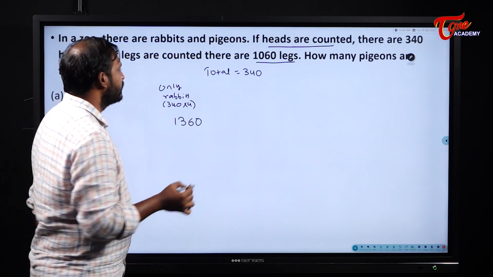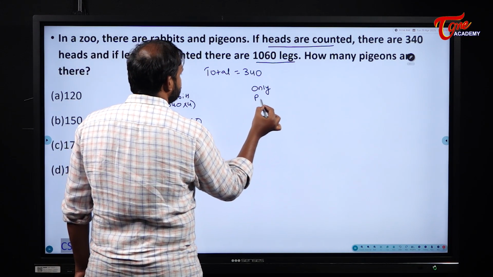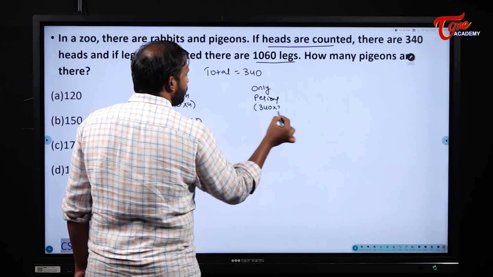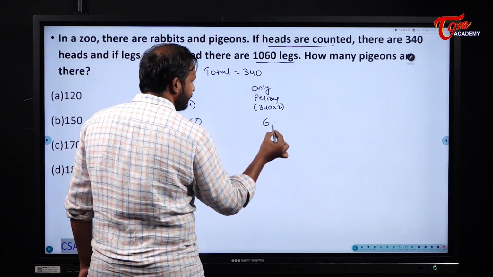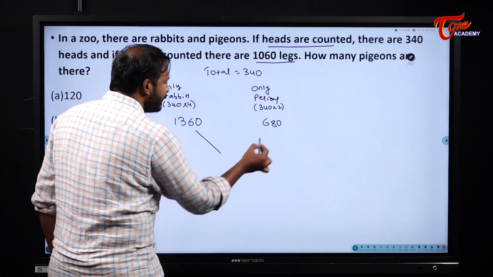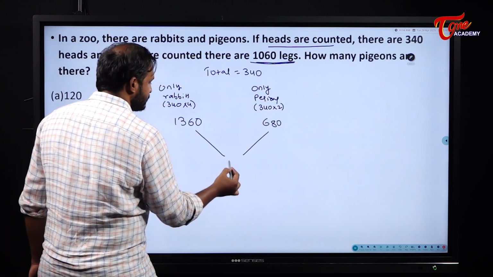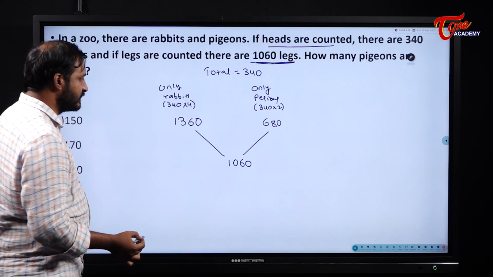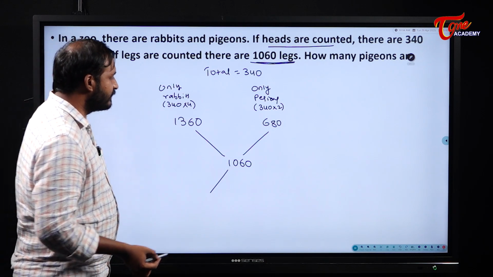Now, if I assume that my total zoo consists of only pigeons, then how many legs should I have? 340 into 2, because each pigeon has 2 legs. So 340 into 2 becomes 680. But due to the mixture of rabbits and pigeons, how many legs am I getting here? 1060 legs. So what is the difference between 1060 and 680? Here 380.